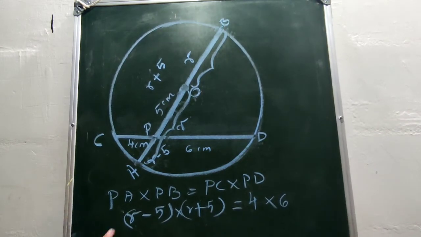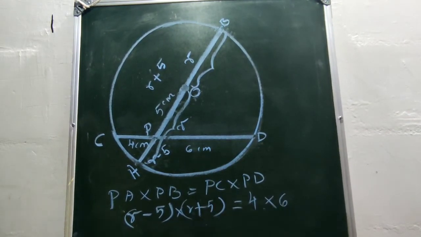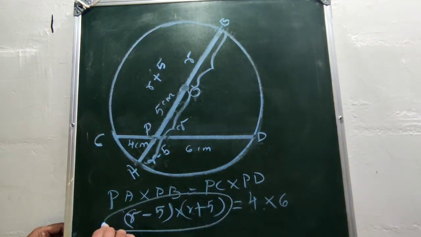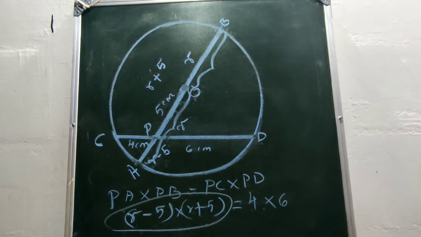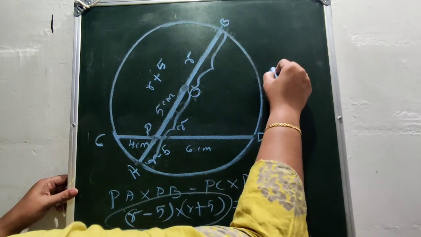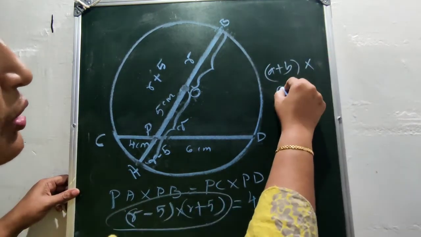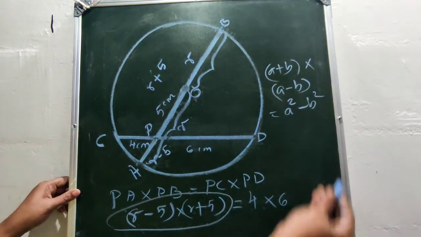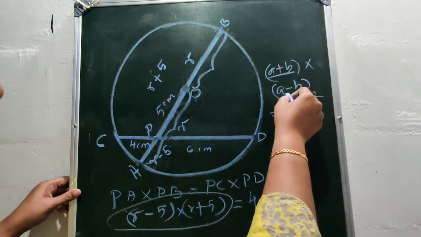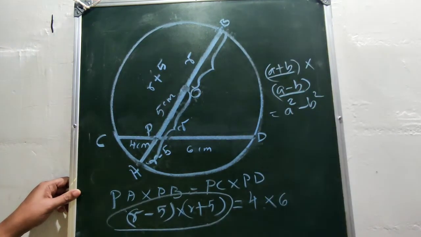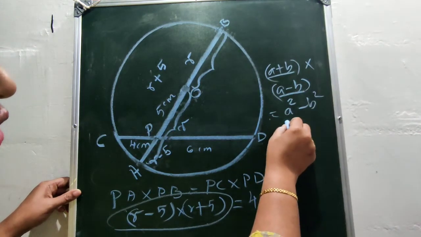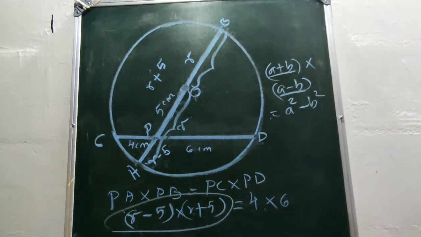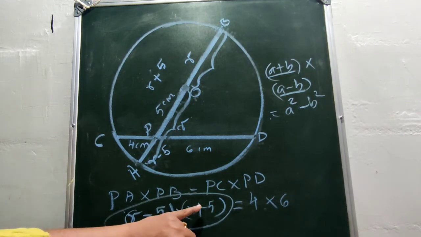So we have R minus 5 into R plus 5 is equal to 4 into 6. See, this one is actually an identity that we have studied in 8th standard, right? What is that? a plus b into a minus b is equal to a square minus b square. Sum of two numbers and the difference of the very same numbers is equal to the difference of their squares.